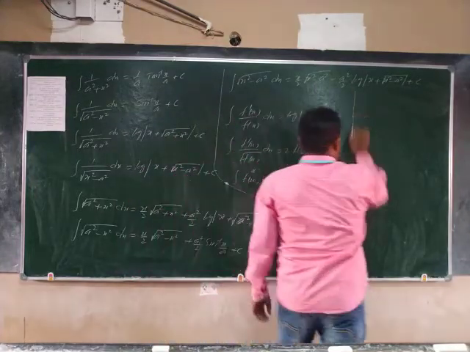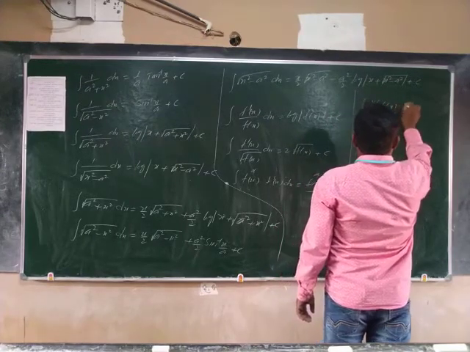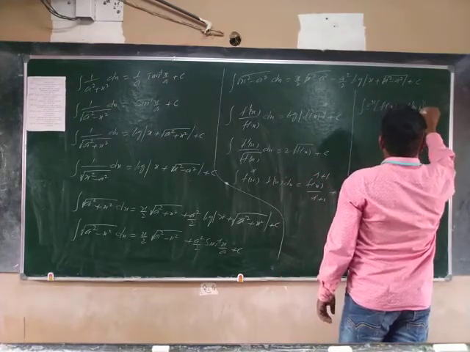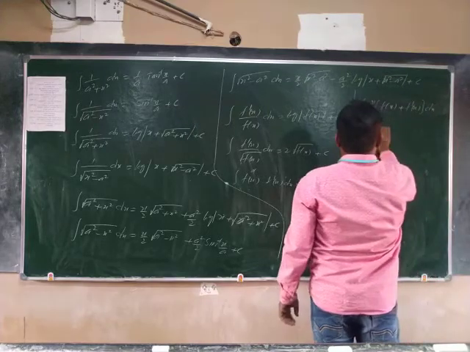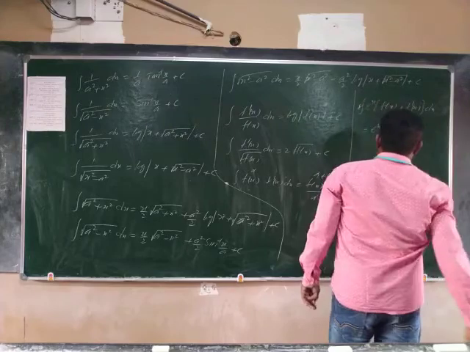Next, integration of e power of x into f of x plus f dash of x dx is equal to e power of x into f of x plus c. This is an important one.